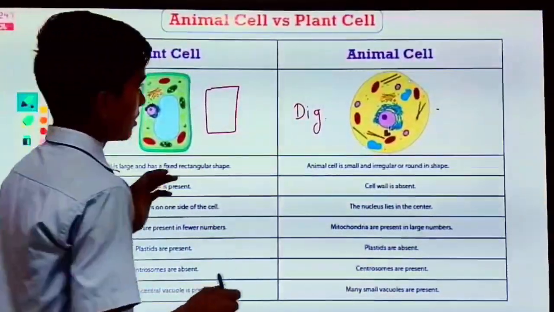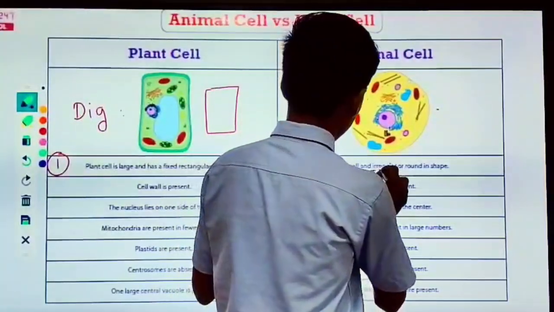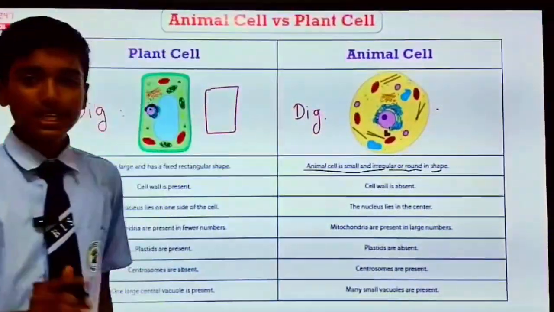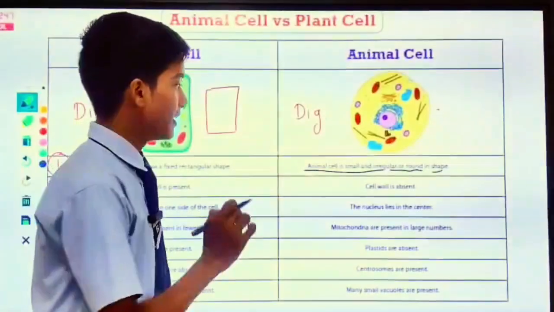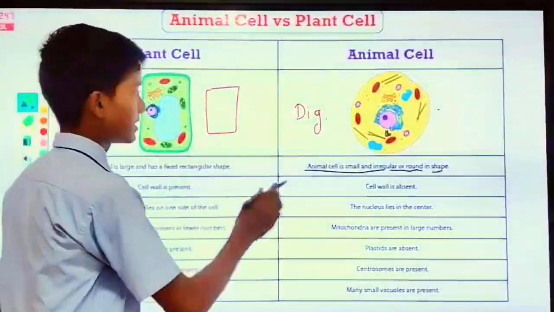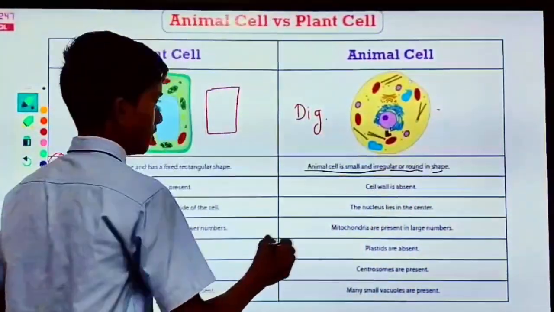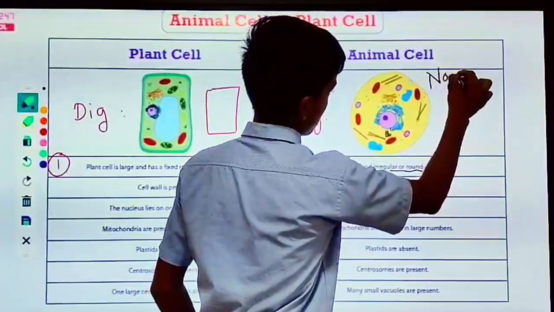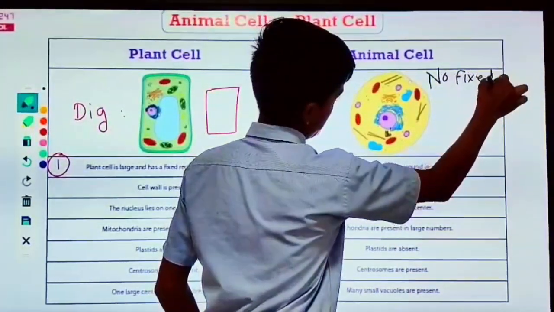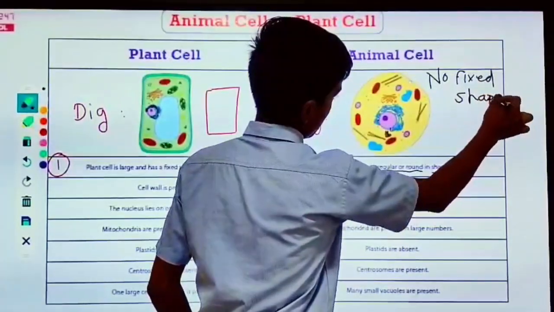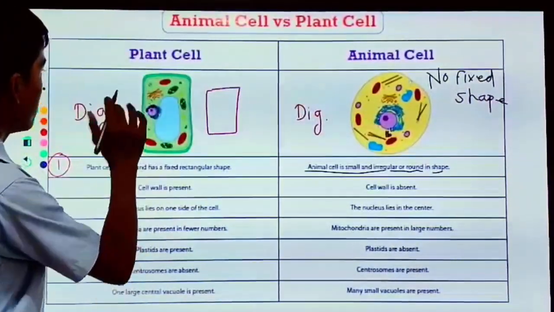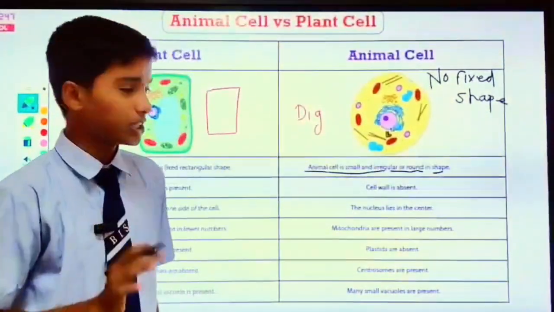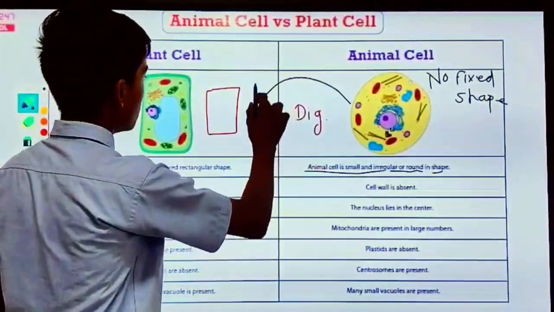Now the animal cell is small and irregular or round in shape. It means the animal cell doesn't have any specific shape, no fixed shape, and it is small as compared to the plant cell. So first, the plant cell has a rectangular shape and the animal cell doesn't have any specific shape and is small as compared to the plant cell.